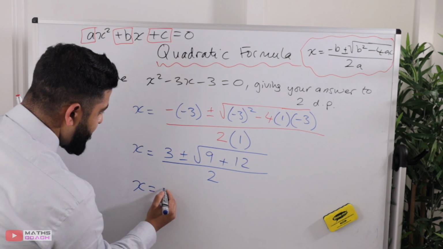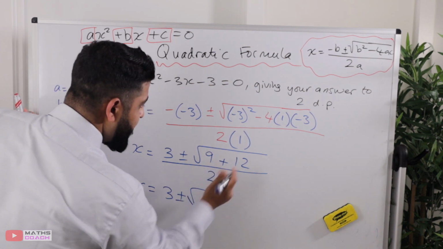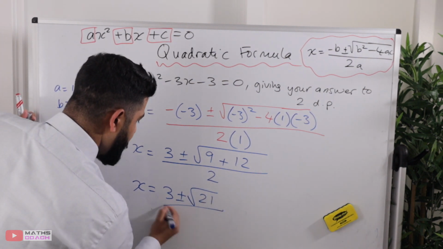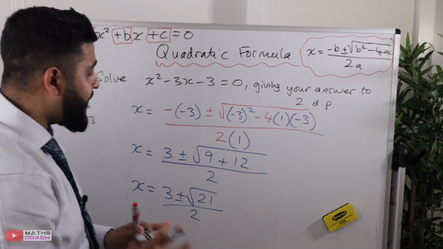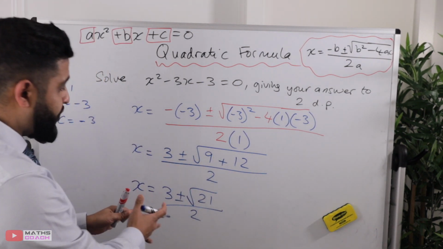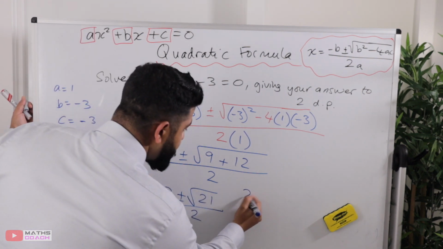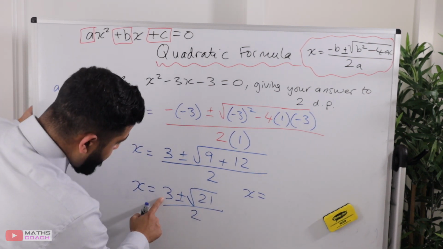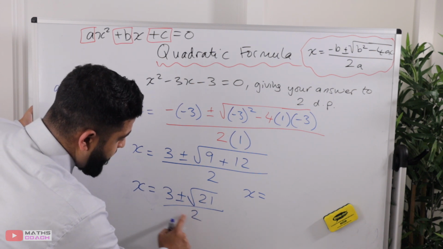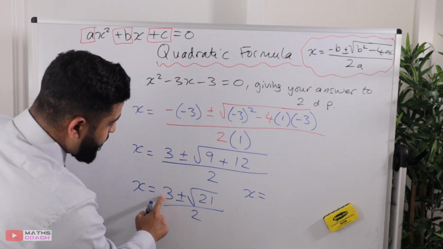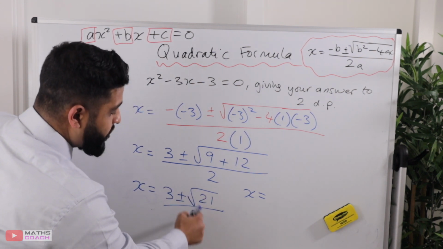So we get x is equal to 3 plus or minus. So 9 plus 12 is 21 all over 2. All that is required now is to put this value into our calculator. Now, quadratics give you two solutions. So the first solution is going to be, can you see here, 3 plus root 21 over 2. And the second solution is going to be 3 minus root 21 over 2.